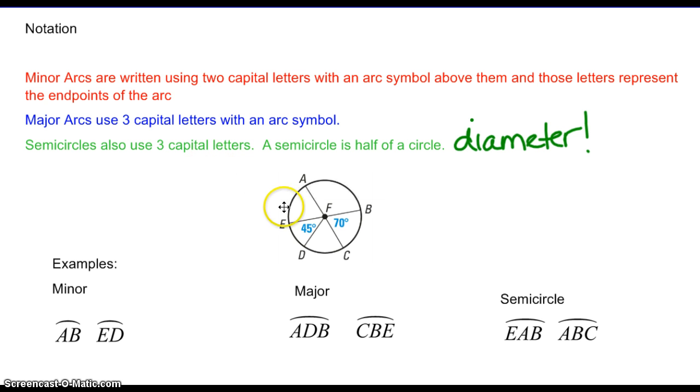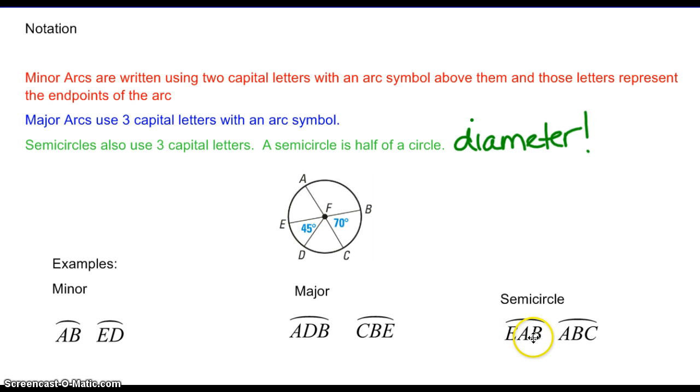Okay, I believe I left off with the major arcs. Another major arc would be C, B, and around the E. Again, the first and the last letter are the endpoints of the arc. For our semicircle, you'll be able to look and see if the diameter is mentioned in the arc. So we have EAB, so we start at E, pass over A, and stop at B.